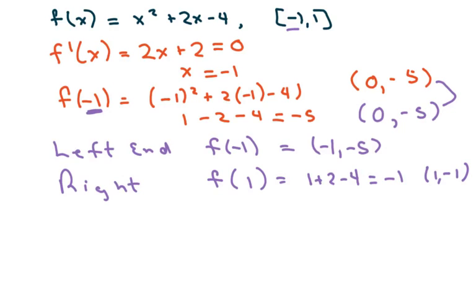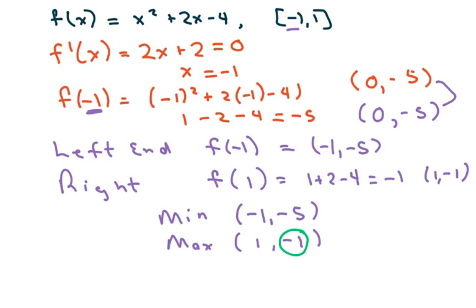So you have a minimum at your left endpoint, which is (negative 1, negative 5), and you have a maximum at your right endpoint, which is (1, negative 1). And the reason this is a maximum is because this is bigger. All right?